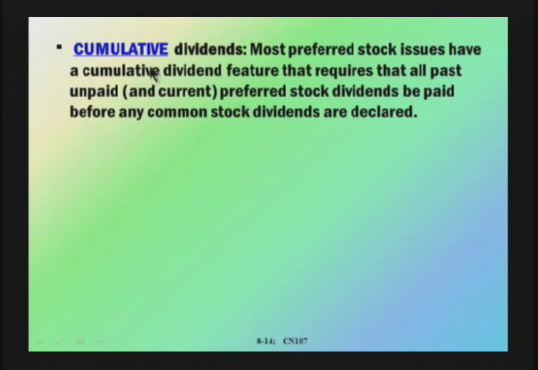Some common features of preferred stock. One, the preferred dividends may be cumulative. If preferred stock is cumulative, which is common, if a preferred dividend is skipped in 1 year, it has to be made up or caught up in future years before common stock dividends can be paid. So when preferred stock is cumulative, you can't skip a dividend in 1 year without catching it up. Otherwise, you could never pay common dividends. You have to catch up the missed preferred dividends if the preferred stock is cumulative before common stock dividends can be paid.